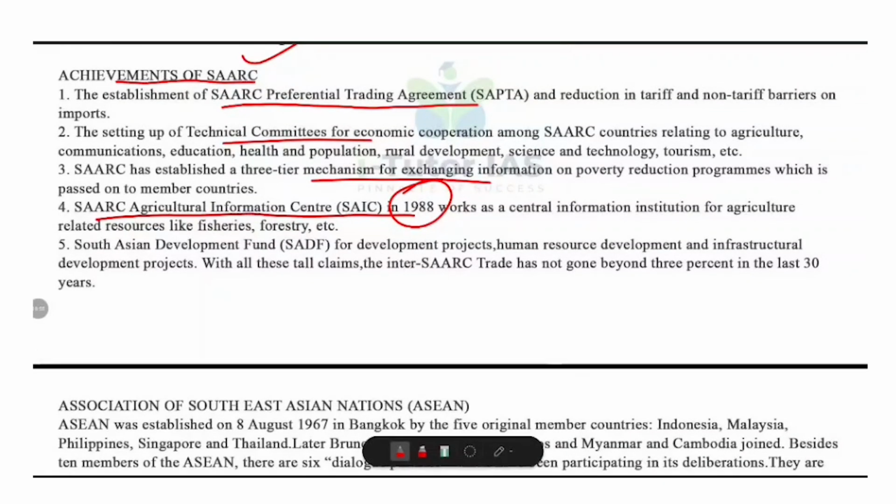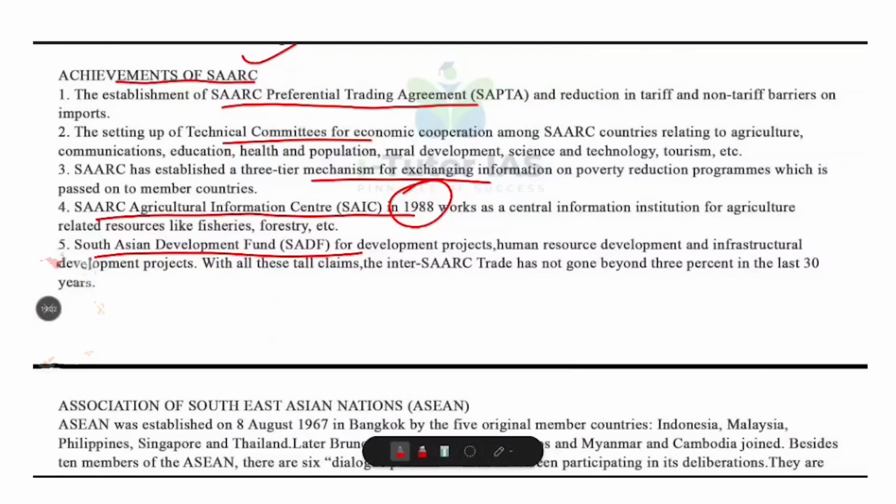Then, South Asian Development Fund. It was created to finance projects in human resource development, infrastructure and poverty reduction. It supports growth-oriented initiatives in member countries. However, despite these achievements, intra-SAARC trade remains low. Only about 3% of total trade among members in the last 30 years, and political tensions and poor connectivity limit progress. So, I'll tell you quick mnemonics to remember the achievements of SAARC.